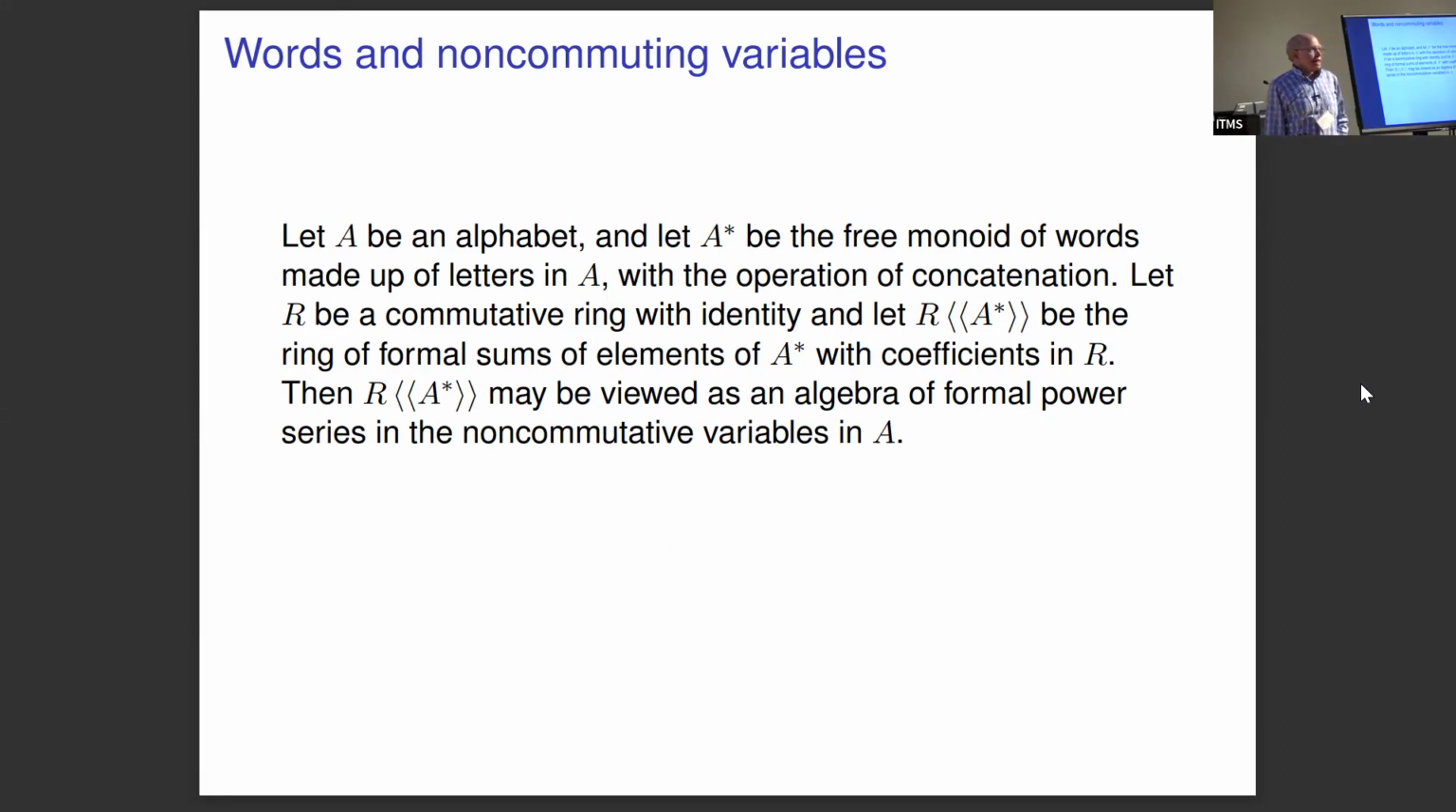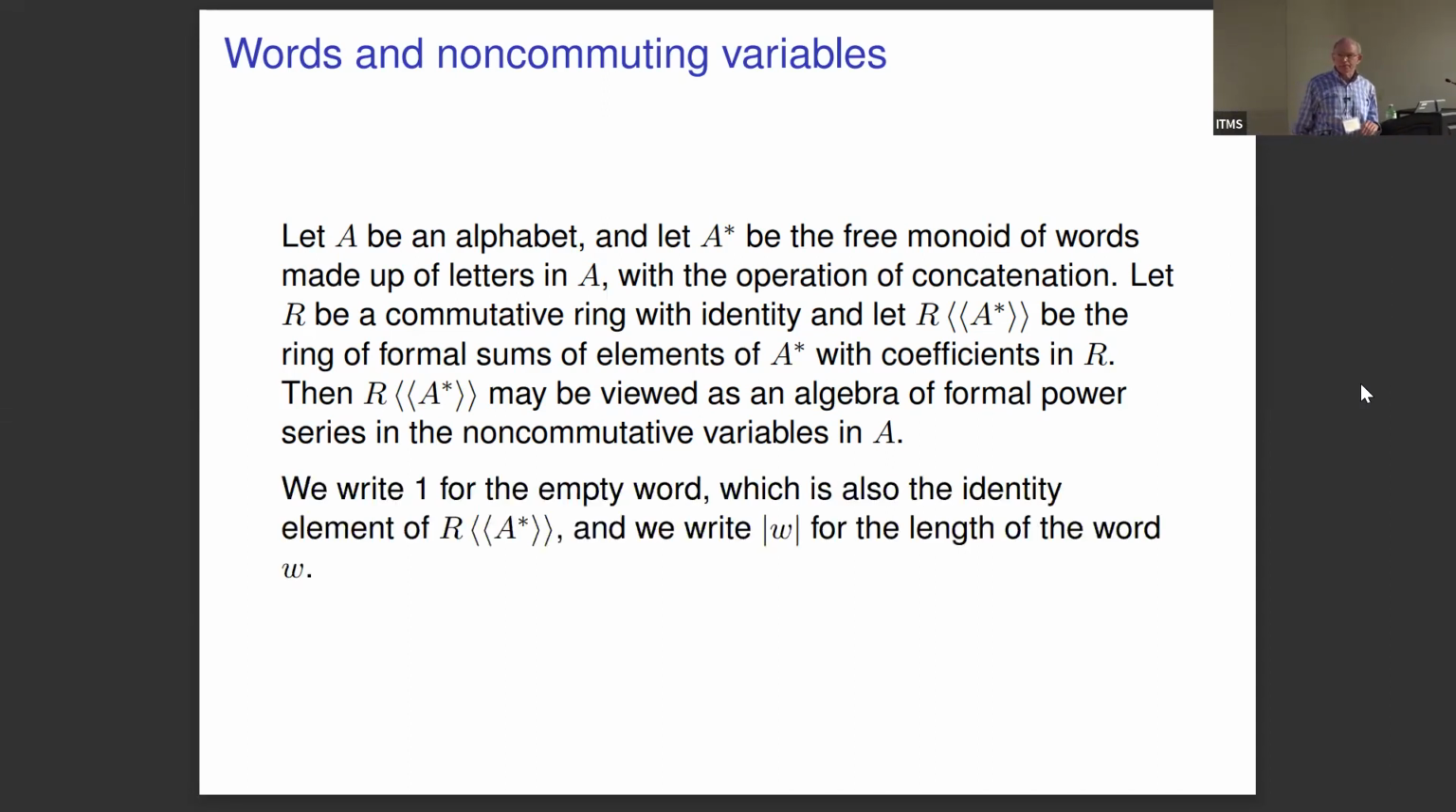So we're looking at the set A star of all words made out of the letters in A, and we multiply them by concatenating them, and we take formal sums of these words, and we get something that we can think of as an algebra of formal power series in non-commuting variables. So we're going to work in this algebra of formal power series in non-commuting variables. The variables are the letters of my alphabet. And I'll write 1 for the empty word, which is the identity element of this algebra.